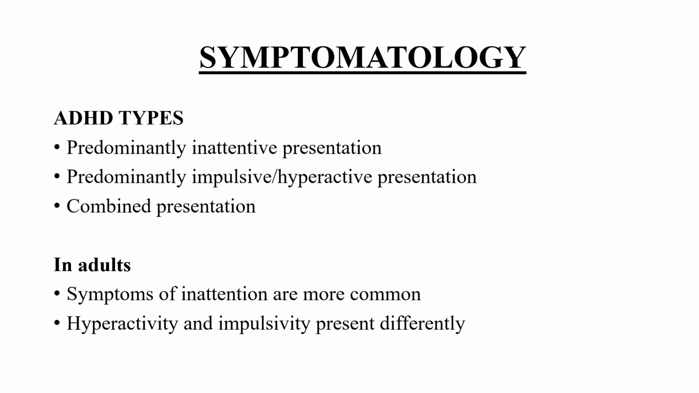Symptomatology, ADHD types: predominantly inattentive presentation, predominantly impulsive hyperactive presentation, and combined presentation. In adults, symptoms of inattention are more common. Hyperactivity and impulsivity present differently. Initially, when the child is small, impulsivity and inattentiveness are the main presenting symptoms. But eventually, as one grows up into adulthood, they change differently, which I'm going to explain in the further slides.